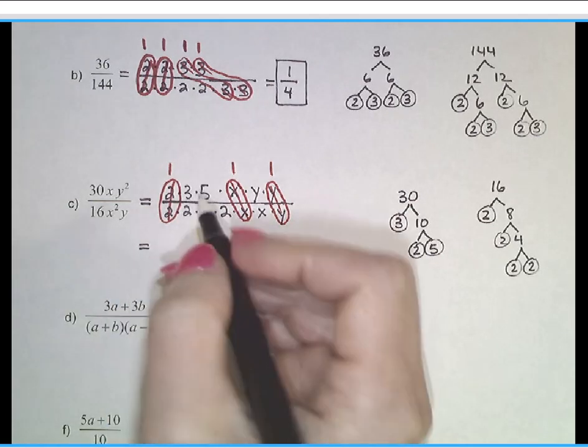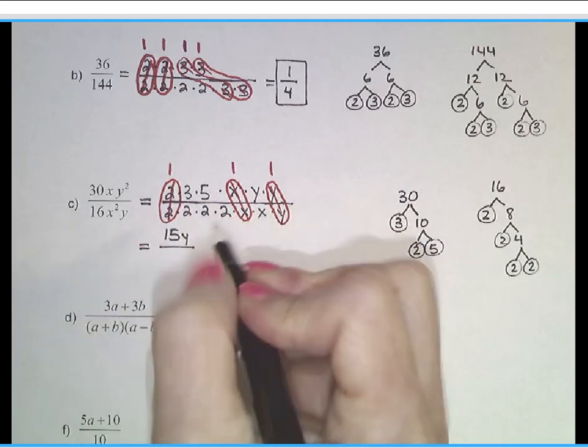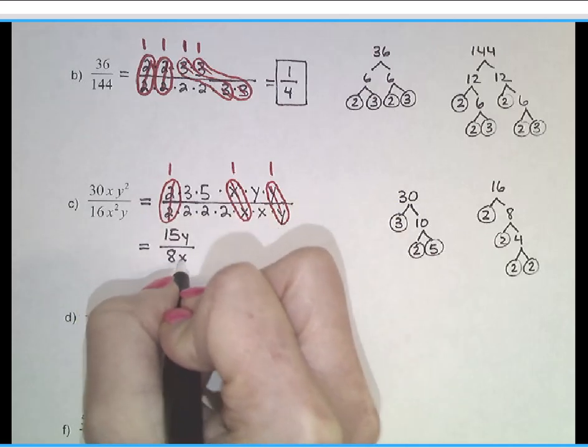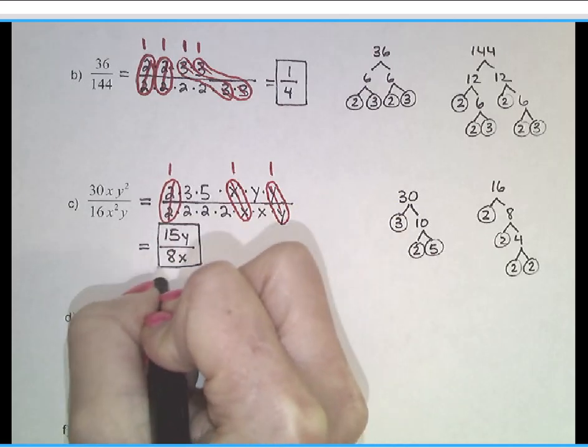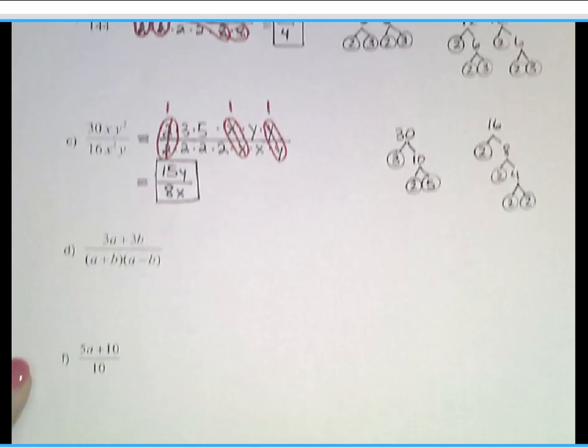So we're going to end up with 15 and a y on the top, and what is this going to be? 8x on the bottom. And you notice 15 and 8 don't have any common factors. They're what we call relatively prime. So 15y over 8x, that would be the simplified version of that fraction.